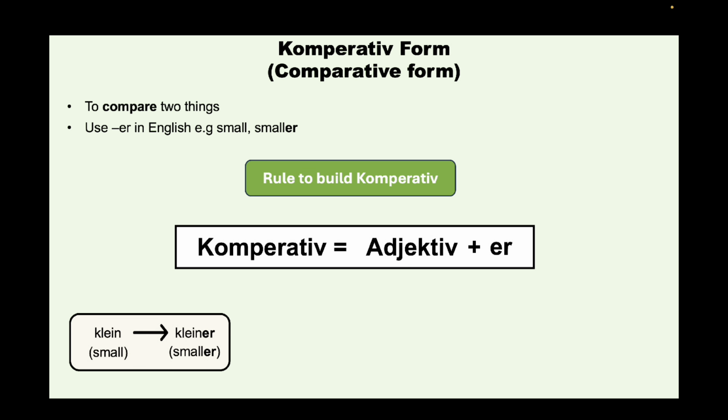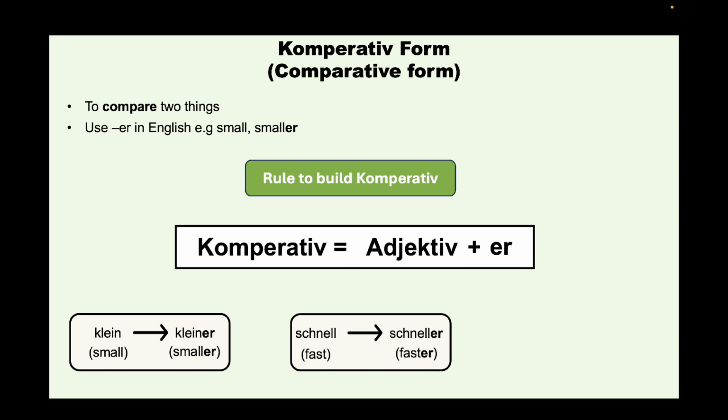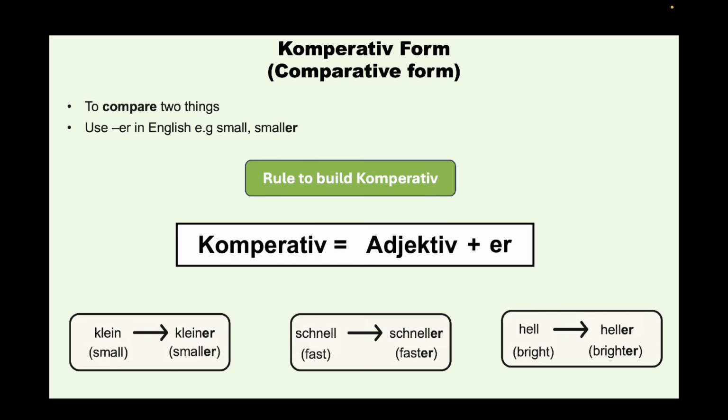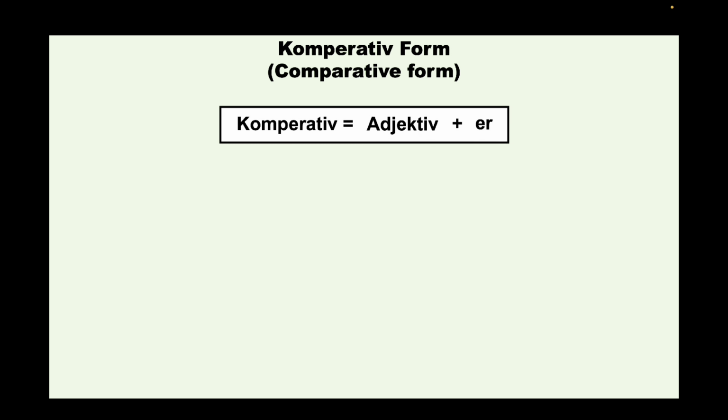So this means that the adjective klein will become kleiner, schnell will become schneller, and hell, which is bright, becomes heller. See, not so difficult. Now let's take some more examples.